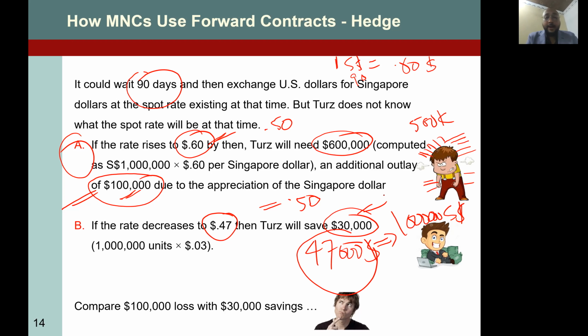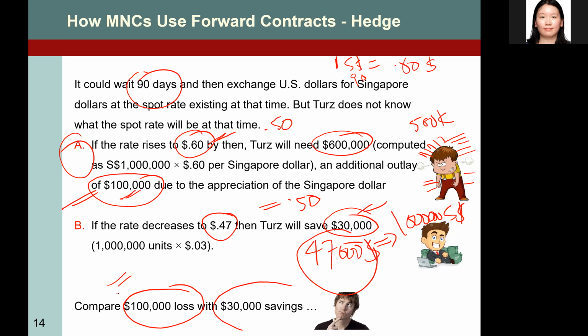So you need to decide compared to a loss of 100,000 as compared to a saving of 30,000. So which one is greater, loss or savings? Of course, loss. So you would be very worried about exchange rate risk. When exchange rate risk is in your favor, you will save only 30,000. When it is against you, you will be losing $100,000.